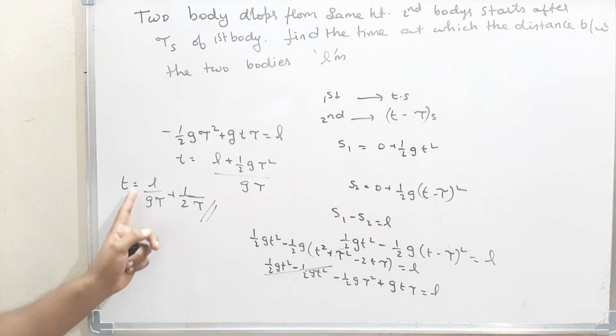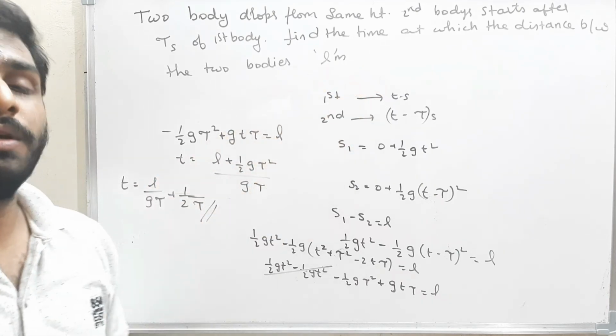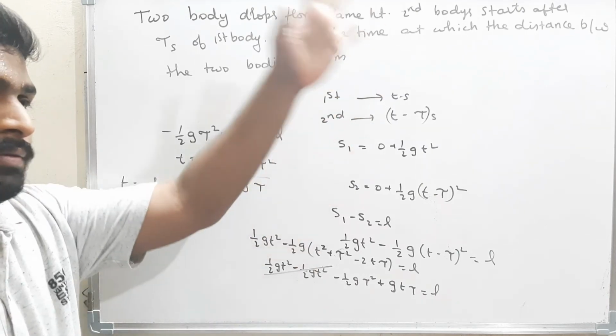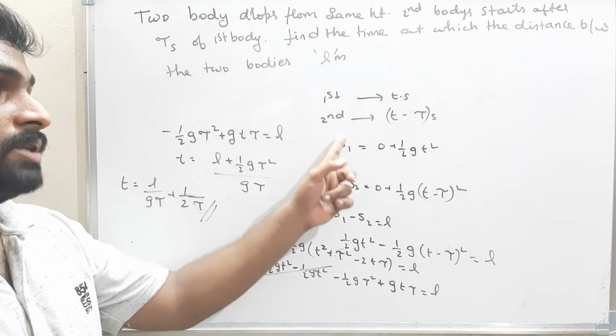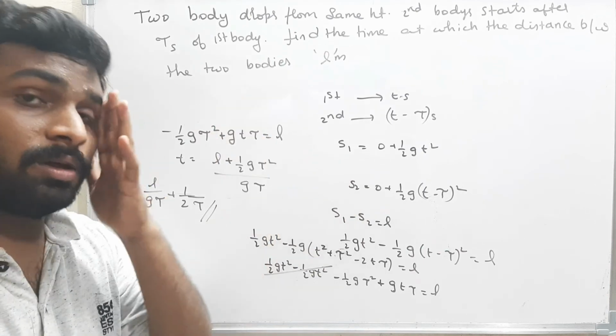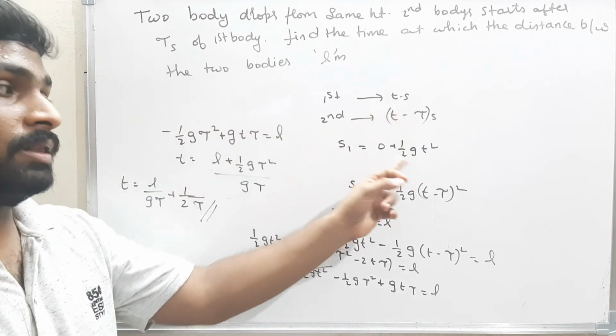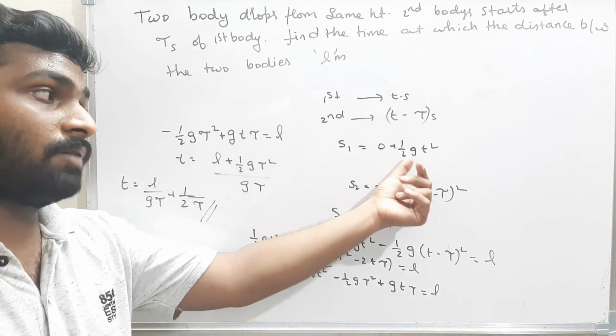After this much time, the distance between the two bodies will be L meters. Simply what they told: the first body is left, and after tau seconds, the second body is left. Now, what is the distance traveled by the first body? Assume the time taken by the first body is t. Therefore, the distance traveled by the first body is half g t square.